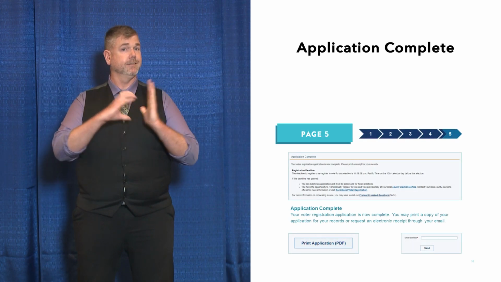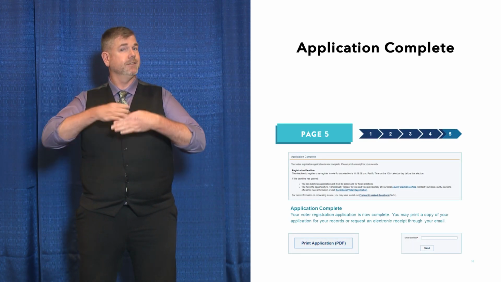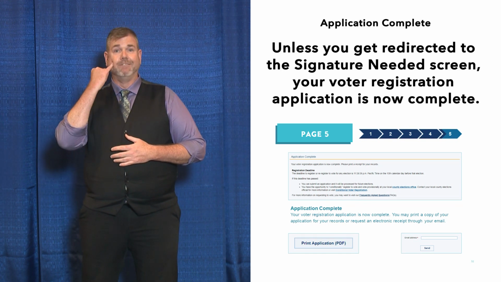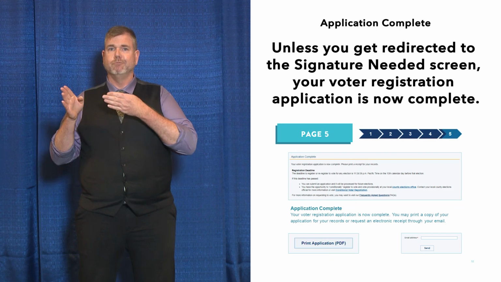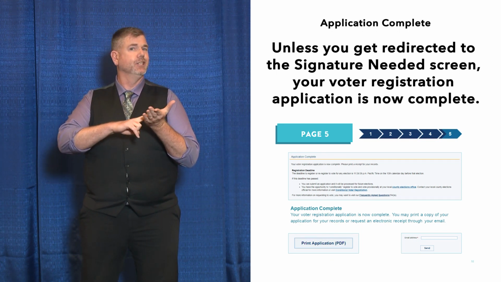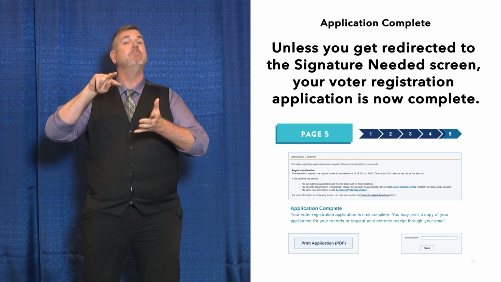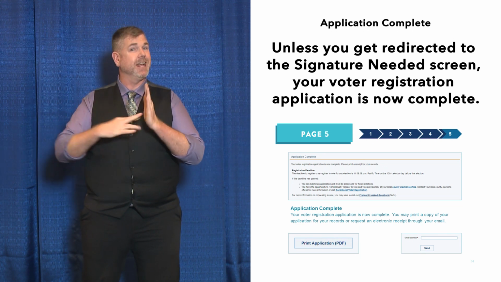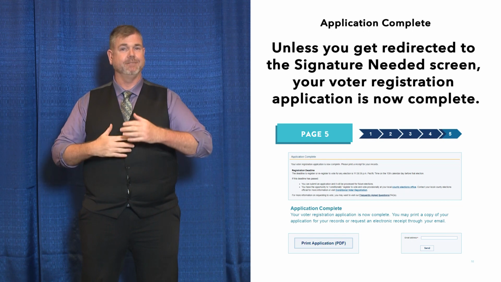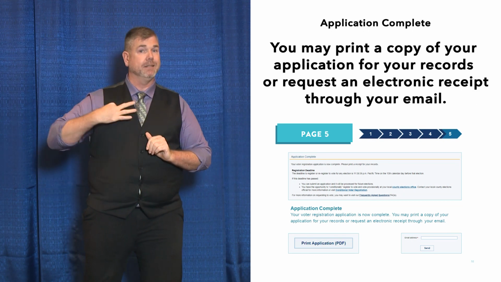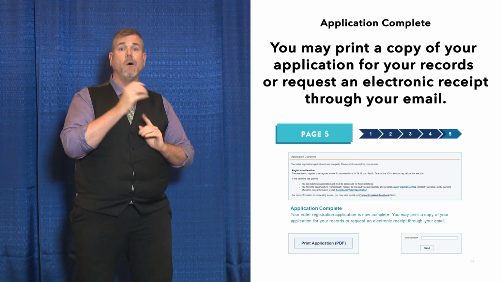Application complete. Unless you get redirected to the Signature Needed screen, your voter registration application is now complete. You may print a copy of your application for your records or request an electronic receipt through your email.